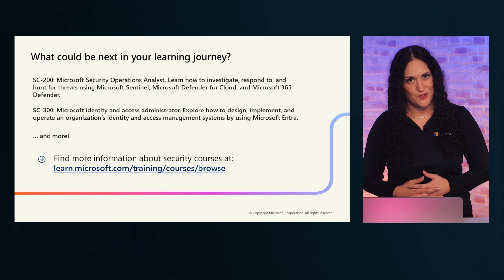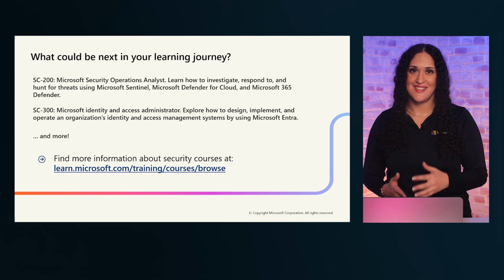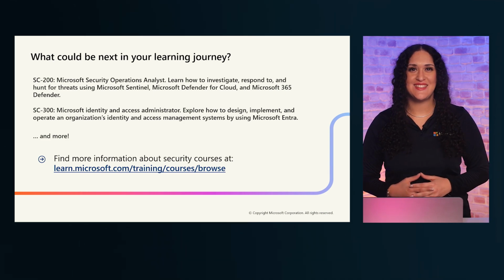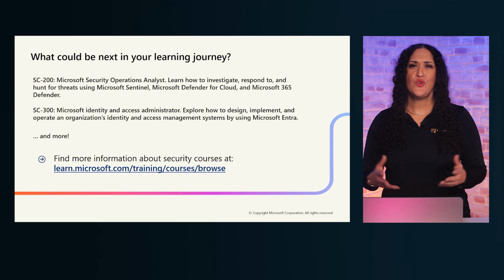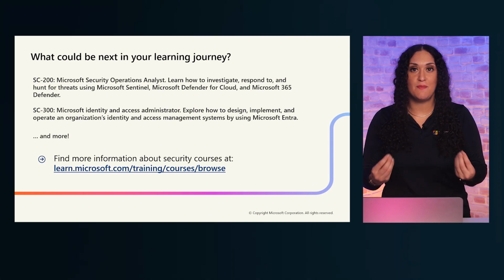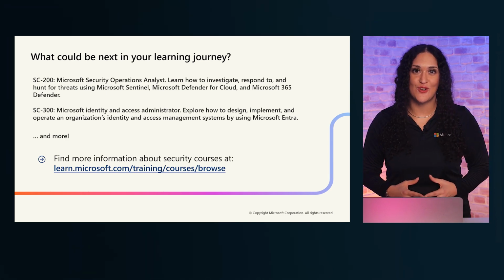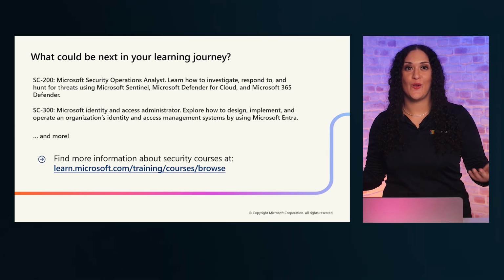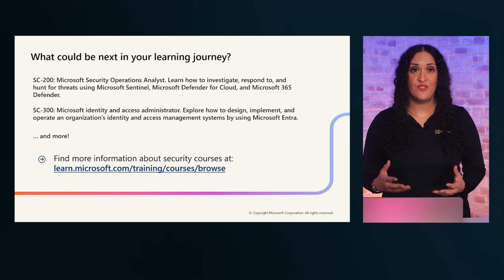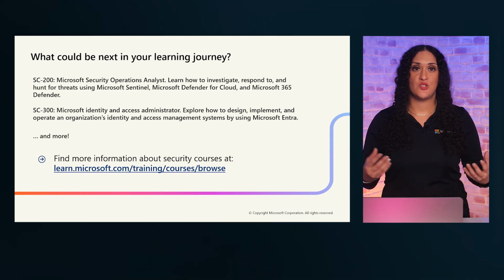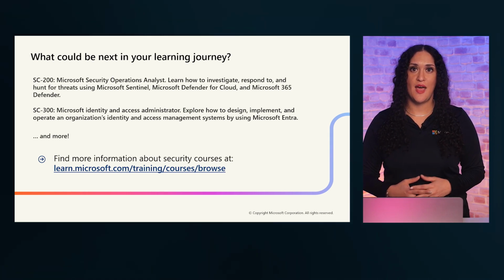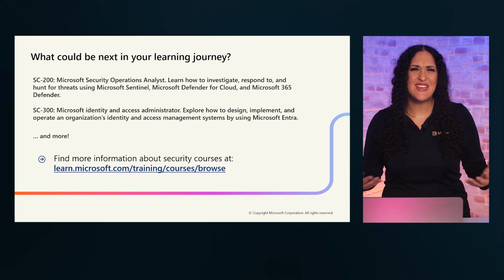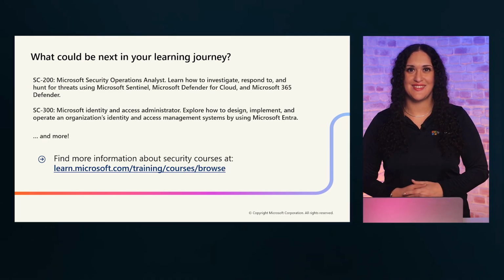Another option is SC-300, Microsoft Identity and Access Administrator, which focuses on how organizations design and manage identity using Microsoft Entra. This is where concepts like authentication, access control, and identity governance come to life through scenarios such as securing user access to applications, managing permissions, and protecting identities across cloud environments.